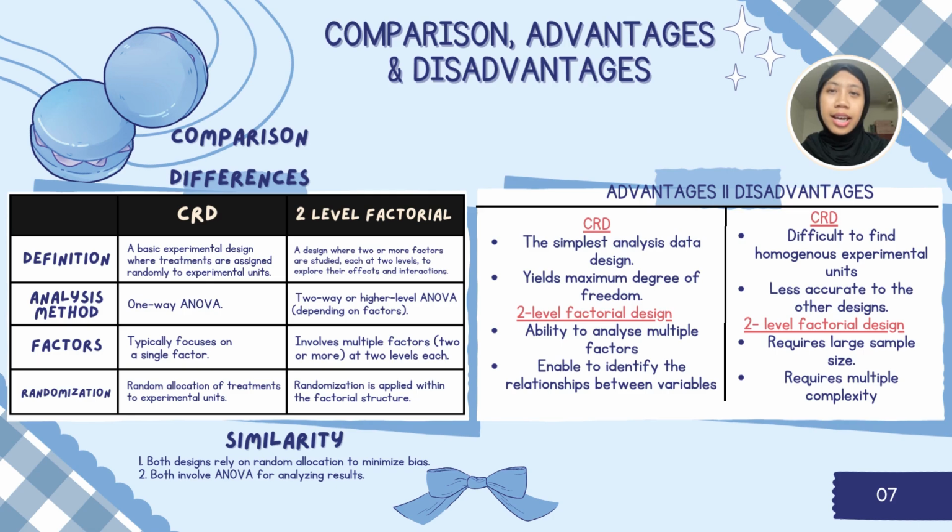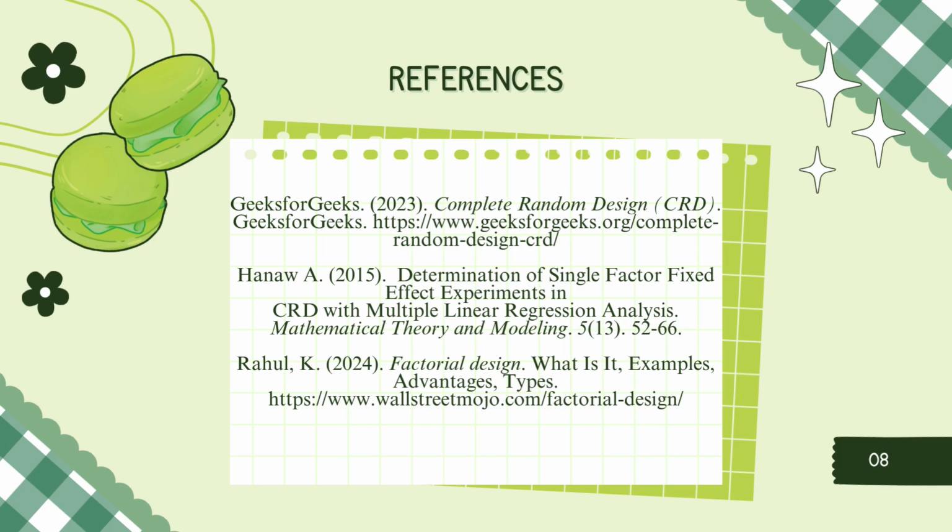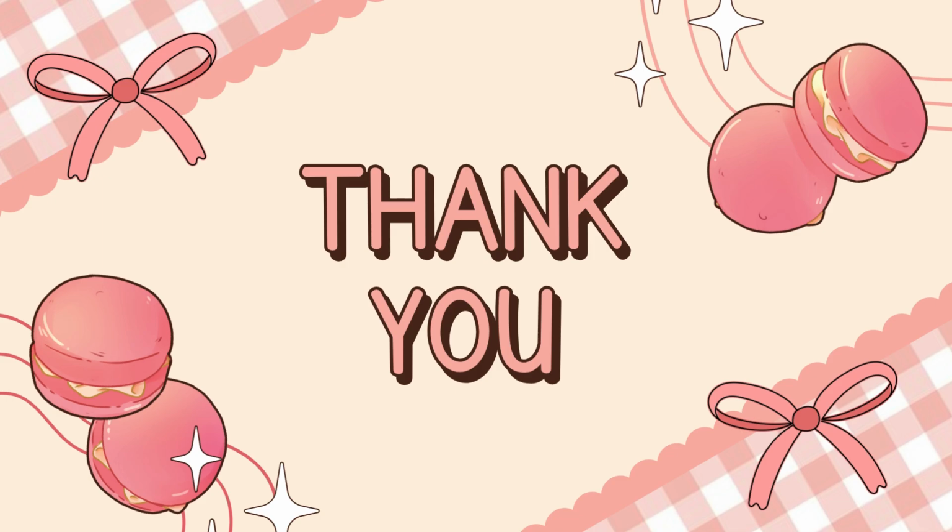Next, the disadvantage of two-level factorial design is that it requires a large sample size, in which we are able to use this two-level factorial design due to our large sample size. And finally, it requires multiple complexity, which means that it requires more than one independent variable for us to use two-level factorial design. That is all from us.